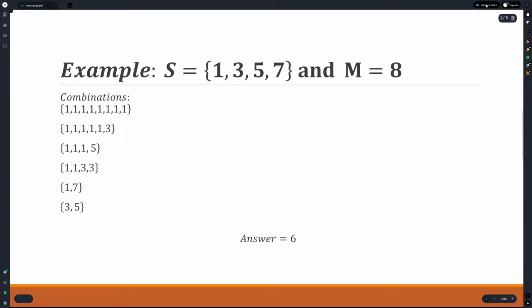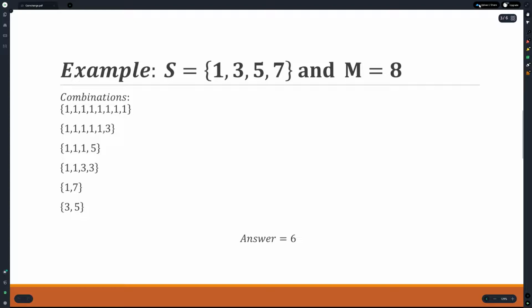Let's look at this example. S is the set of our coins, 1, 3, 5 and 7. M is 8, which is the amount of money. So to exchange the amount of money with these different unit coins, the combinations will be these ones. One of the combinations is 8 pieces of 1. Another case is 3 pieces of 1 and 5. All of them are here. There are 6 combinations. How can we calculate this number without counting? How can we do it using a program or algorithm?